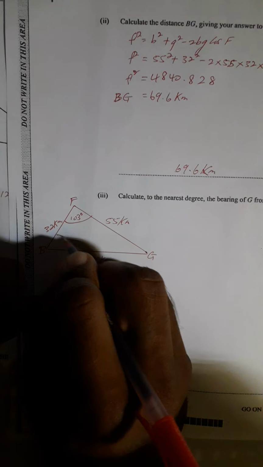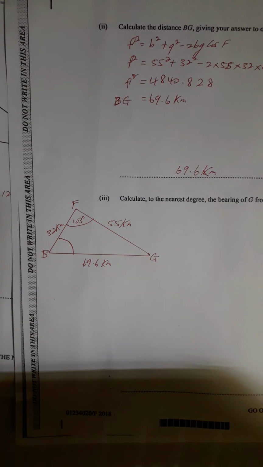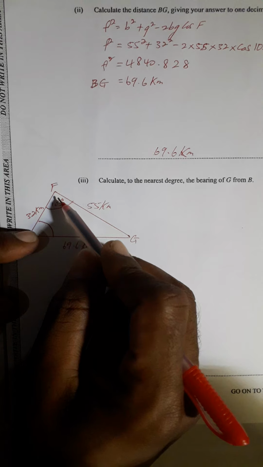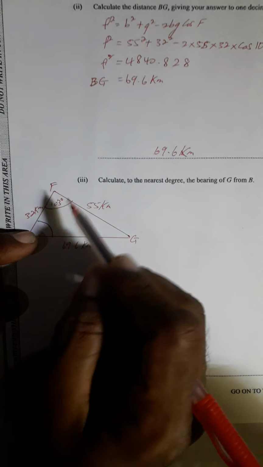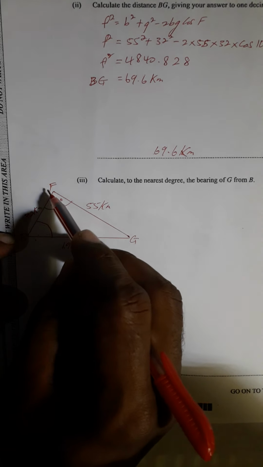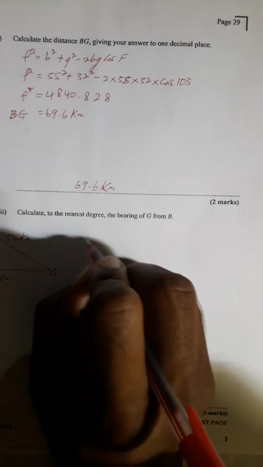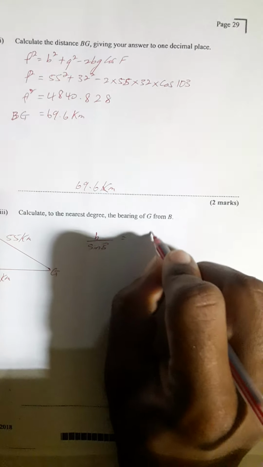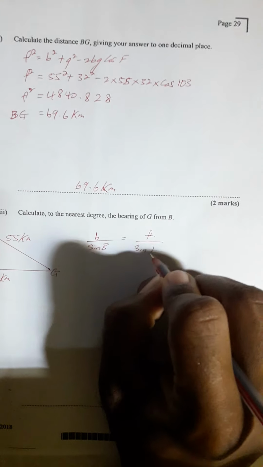I want us to find this angle. We can use cosine rule or we can use sine rule. I'll go ahead and use sine rule. Good, so we want to find angle B and we are given angle F. So the formula will be b over sine B equals f over sine F.